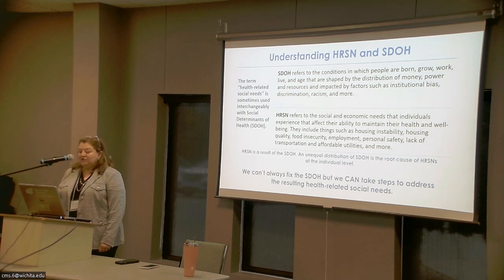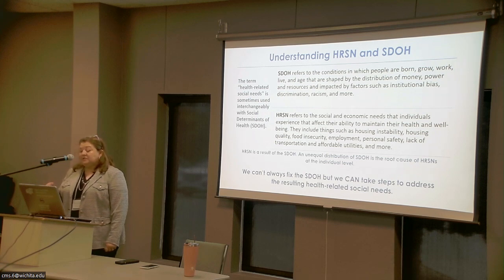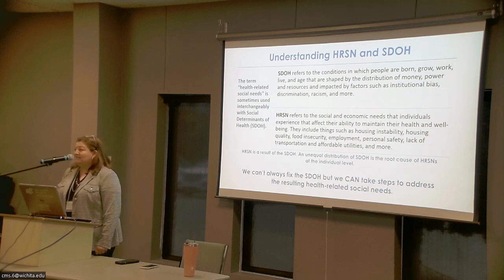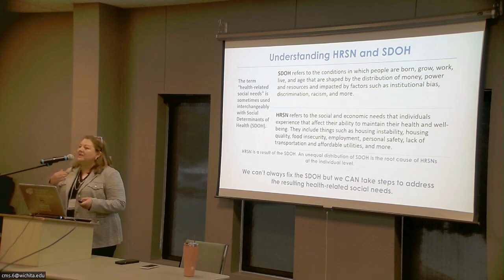So remember, this is a key takeaway: health related social need is a result of the SDOH. An unequal distribution of social drivers of health is the root cause of health related social needs at the individual level. We can't always fix the SDOH, but we can take steps to address the resulting health related social needs. So that is my spiel on what those differences are, because until I understood that, I felt like this is kind of overwhelming. I can't fix the world's problems by doing this screening. What am I supposed to do with this information?